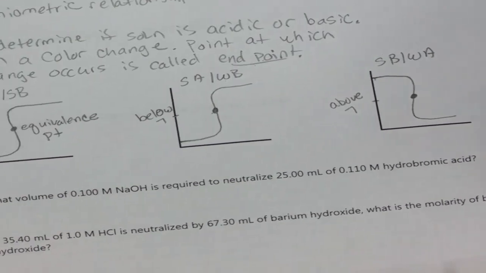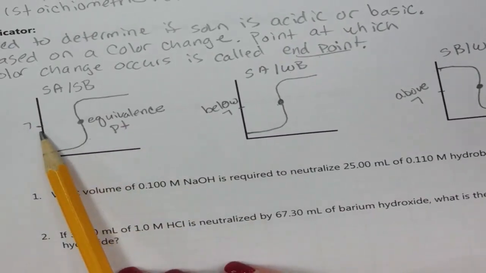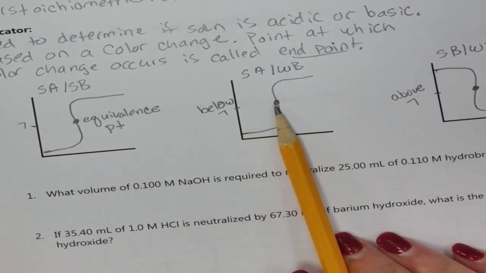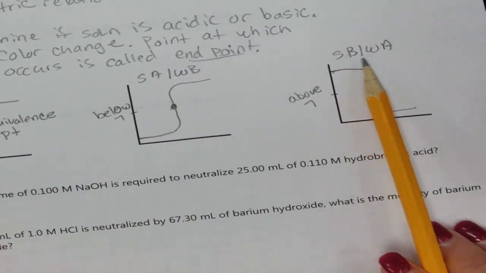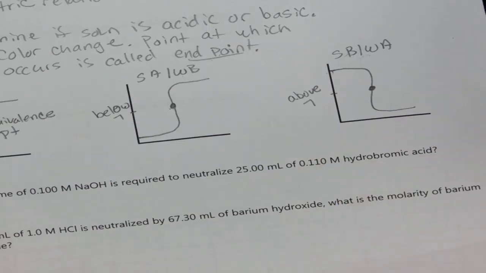So here's what we need to know. A strong acid with a strong base gives us an equivalence point of 7. A strong acid with a weak base gives us an equivalence point below 7. And a strong base with a weak acid gives us an equivalence point above 7. So let's do some practice problems.